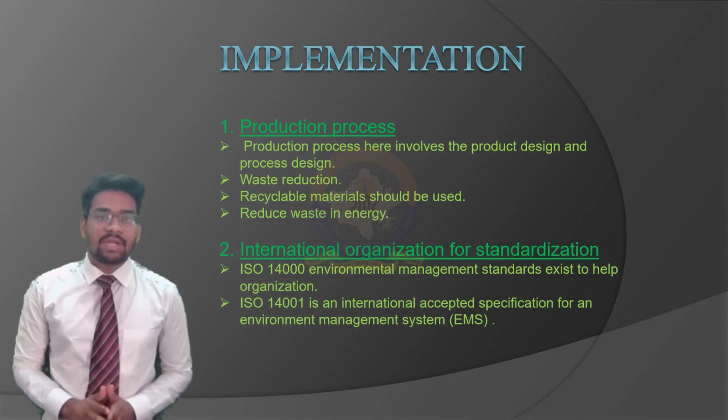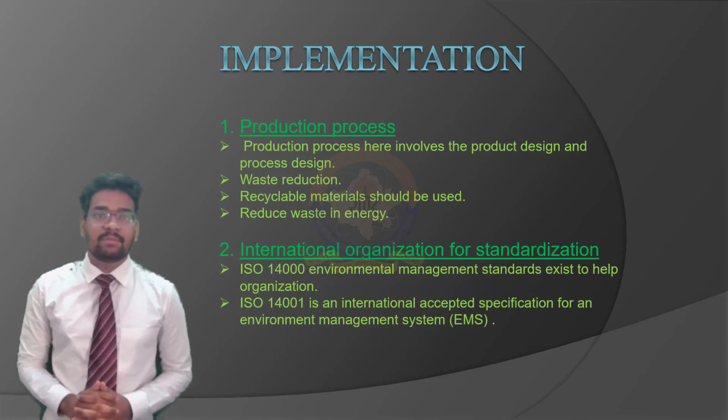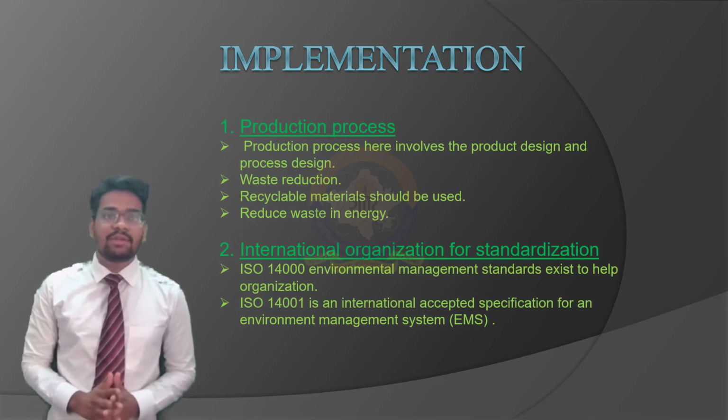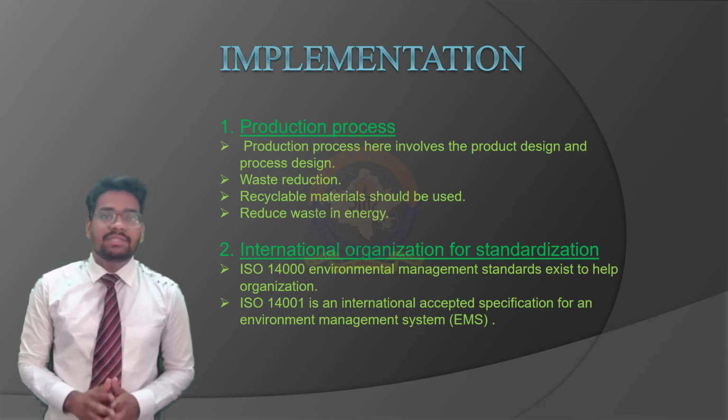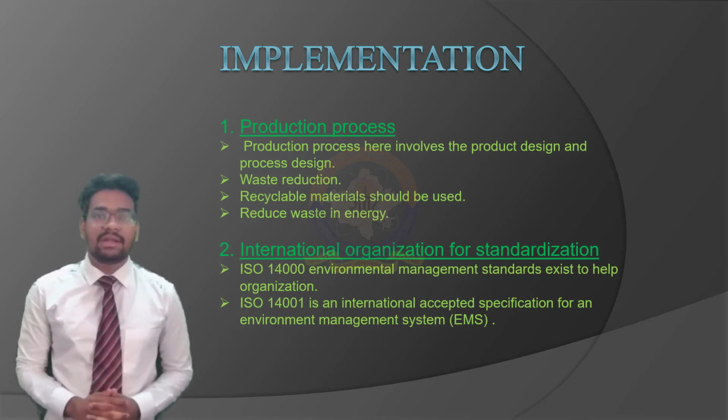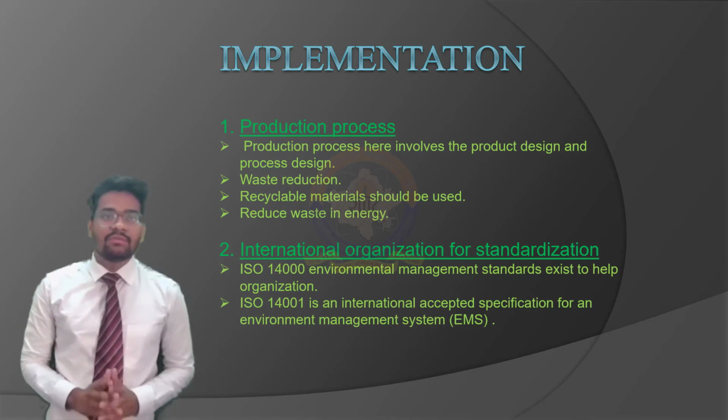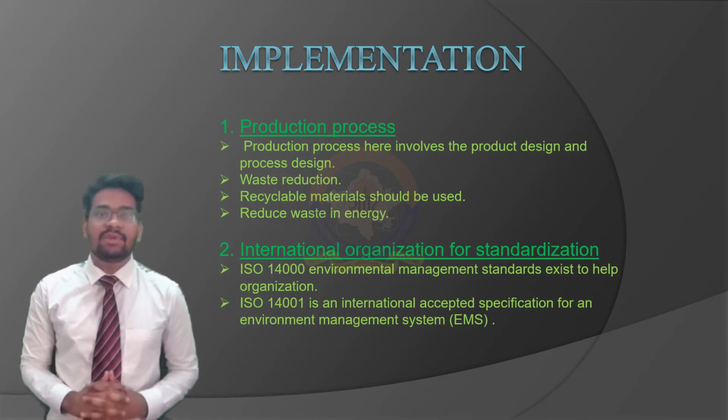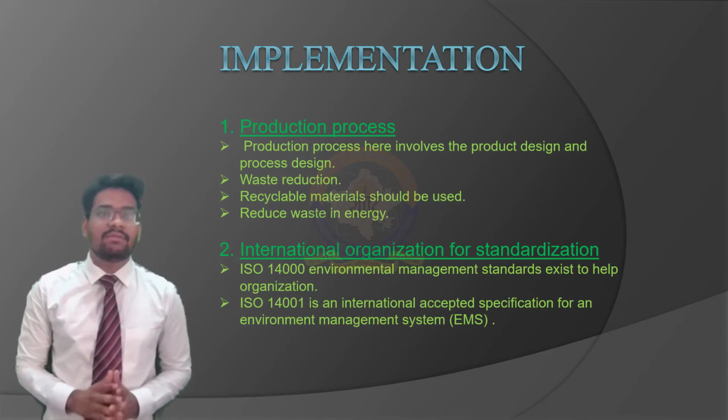Now let's talk about implementation of green manufacturing, which is the execution of the green manufacturing plan. Implementation of green manufacturing can be divided into three categories. First is the production process, which involves product design and waste process design. Waste reduction and recyclable products should be used. Also reduce waste in energy.